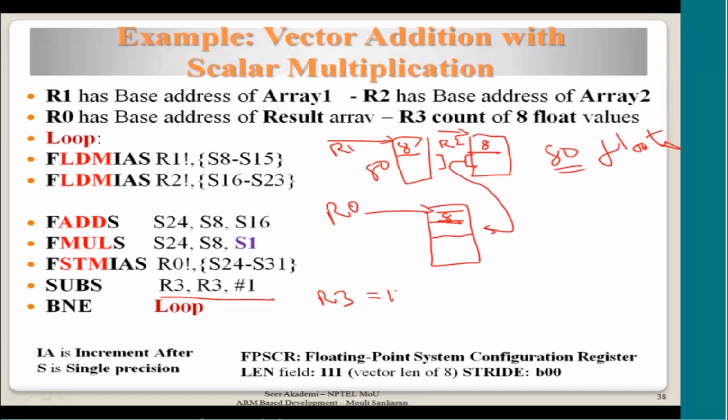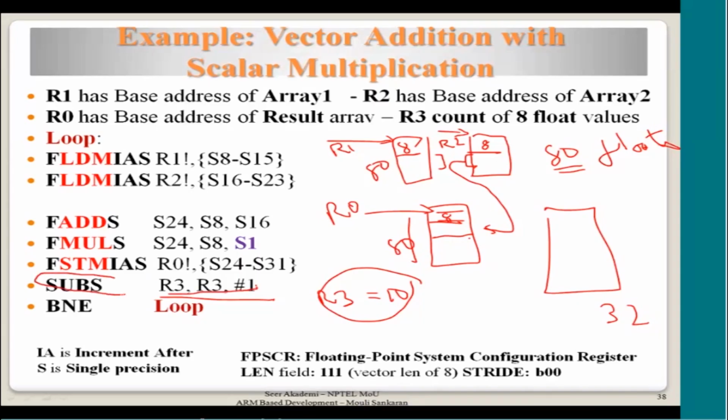Because the registers are limited to only 32, you can't have infinite registers in the processor. But you are interested in performing operations on a set of 80 floating point values stored in 2 locations, and writing the set of 80 values as a result. So you can do it in 10 times, but that control is done by this. Now where is R3? R3 is an ARM register. Please remember, ARM has the value R3, so it is looping back.